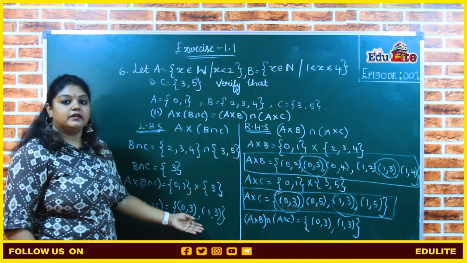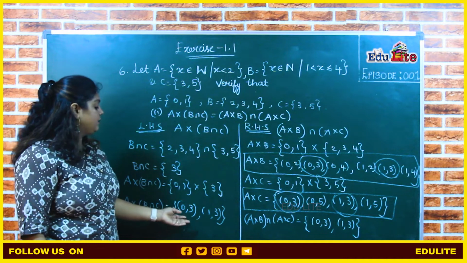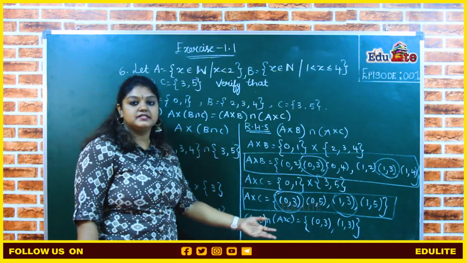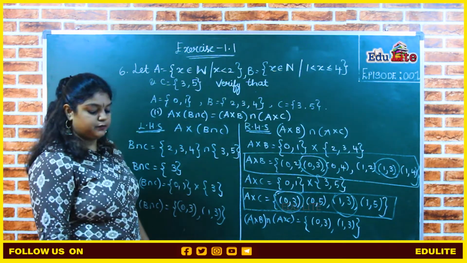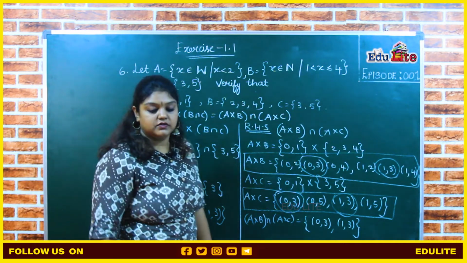On the left hand side, we also got the same set of ordered pairs: (0, 3) and (1, 3). Therefore, left hand side is equal to right hand side, hence proved. We will move on to the third subdivision.